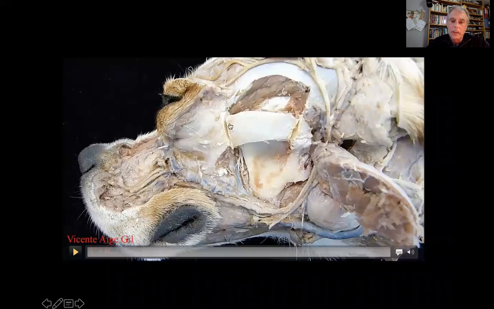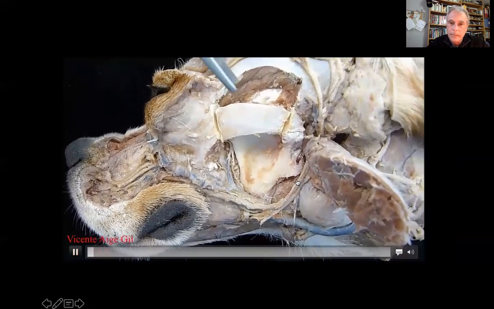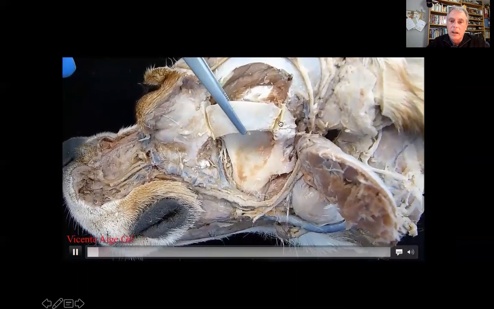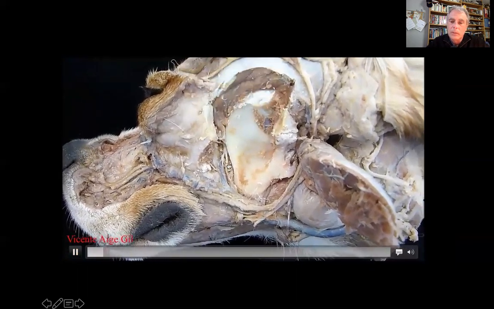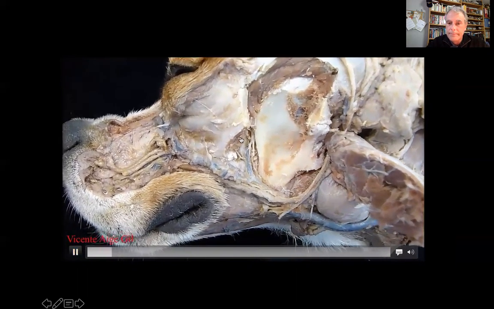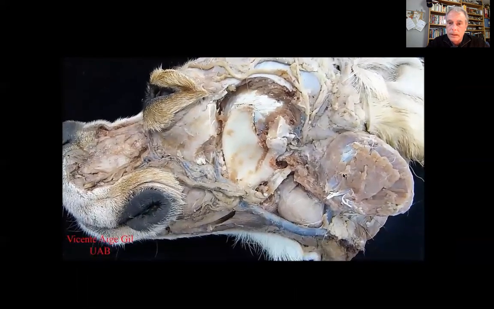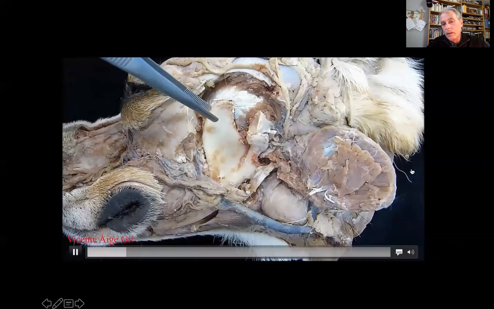So now we perform the dissection. We are going to remove the zygomatic arch. We have removed the masseter muscle and part of the temporal muscle. We remove the zygomatic arch, and now we are going to remove the mandible. But before that, we see that rostral to the ramus of the mandible we see a nerve. This is the buccal nerve. This is the masseter muscle that has been removed.